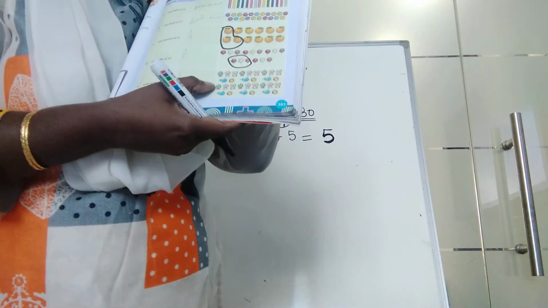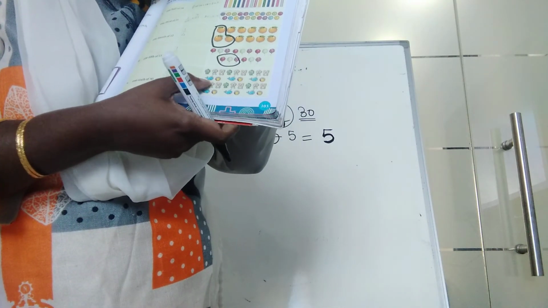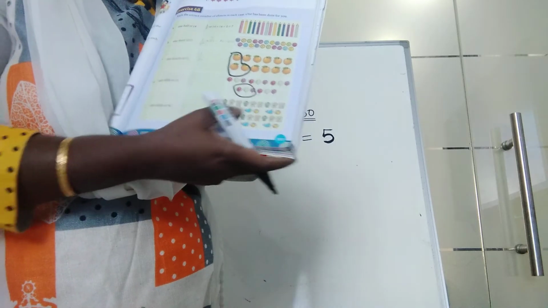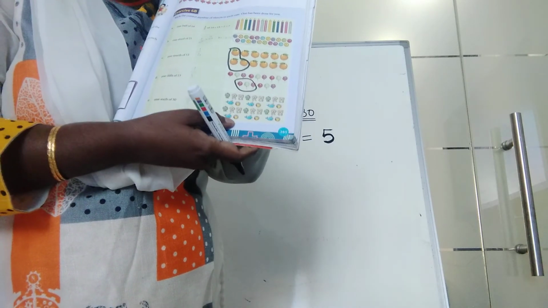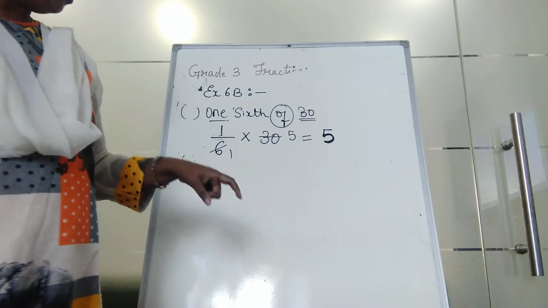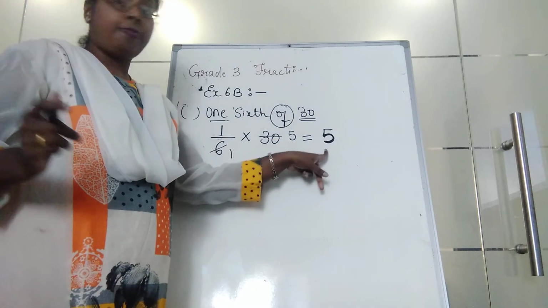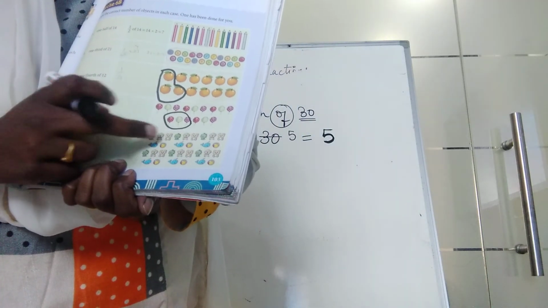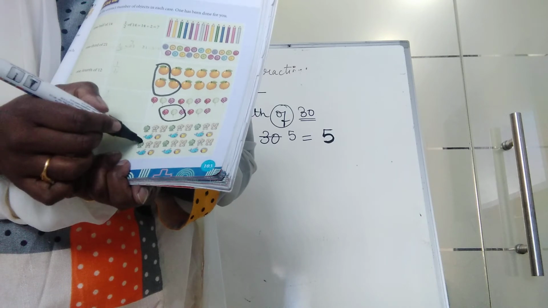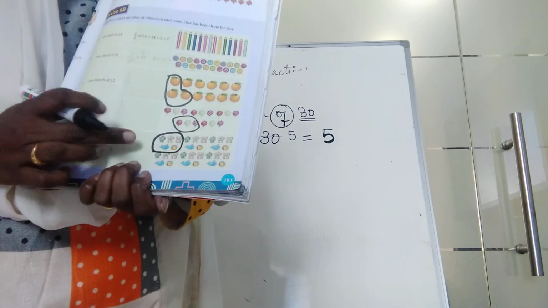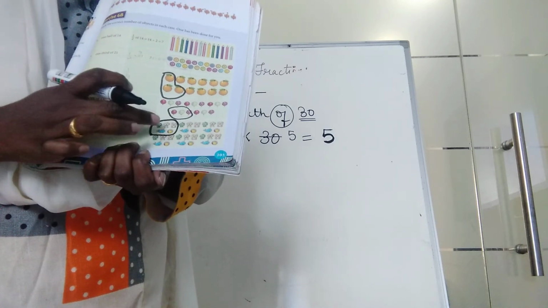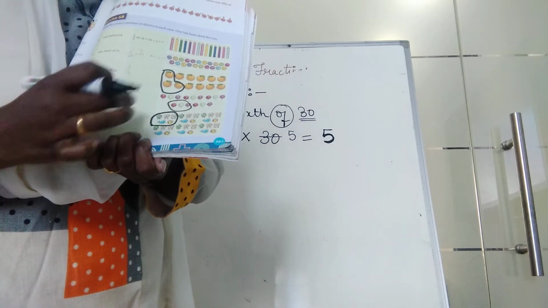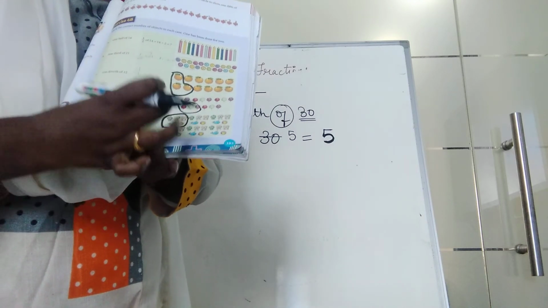So here they have given you 30 different objects. Can you see some puppies, balls, fish? They have given you a total of 30 objects. Now 1/6 of 30 is 5. You need to circle 5 objects. Here you need to circle 1 2 3 4 5. So you can make these as one group. Each group has 5 objects. So this group is said to be 1/6.